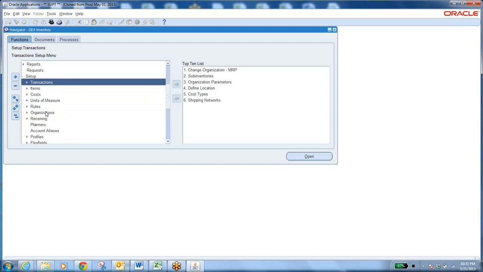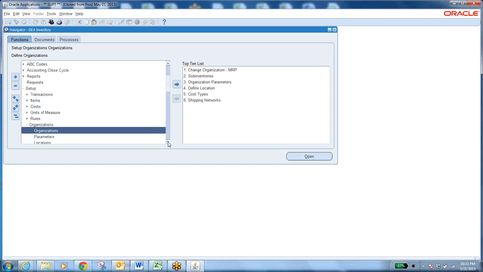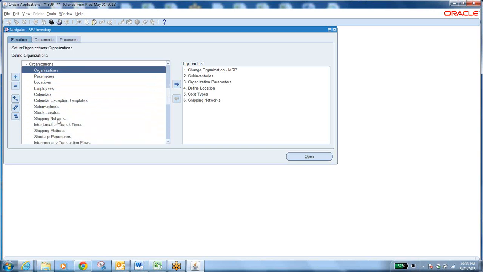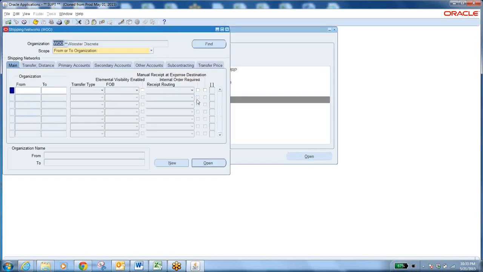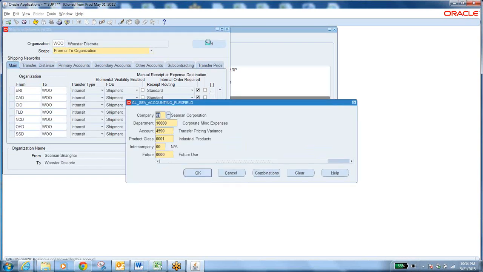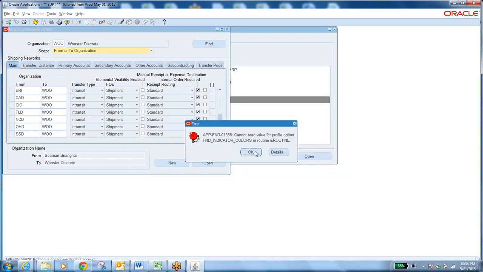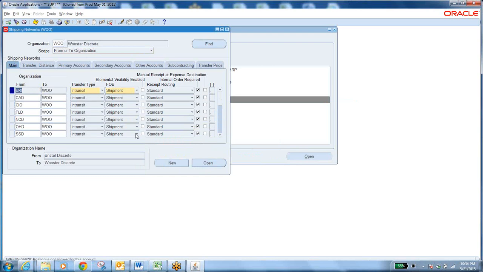When you go for setup, this is the navigation where we have shipping networks. Okay, already I added to favorites. In the shipping networks, we are going to open this. When you open, you can see for this organization, what are the shipping networks available? Fine, simply. When I say cancel, okay, you can see from this company to Wooster. If you scroll down from Wooster to this companies, all the companies we are going to.